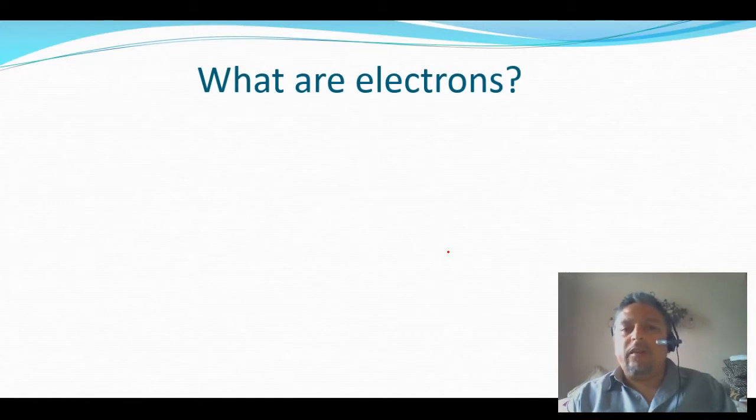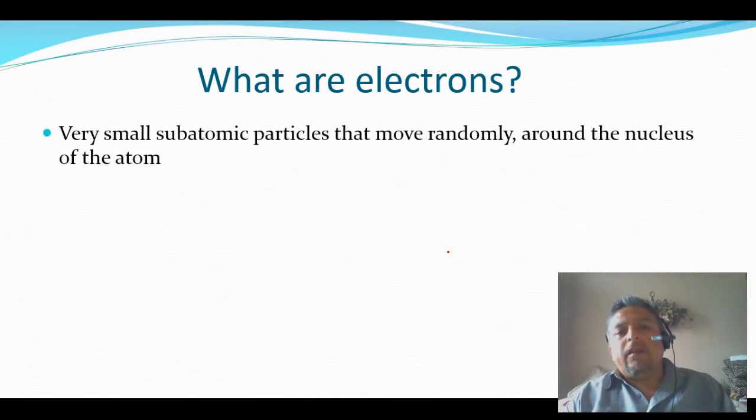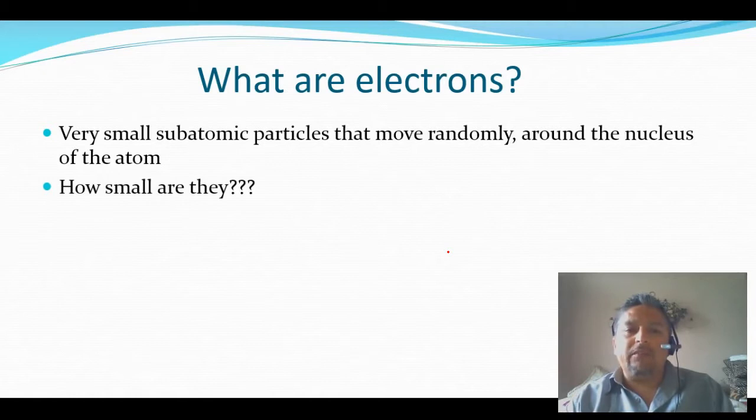So let's get started. First of all, we need to know what electrons are. Electrons are very small subatomic particles that move randomly. They actually have no pattern. It's impossible to predict where they're going to be moving around the nucleus of the atom.